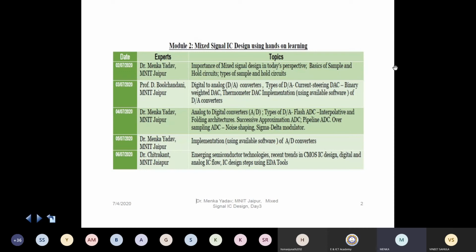domain so that it can be further processed by our machine, as I told you on the first day, because each and every machine is digital only, so they are expecting the digital signals. So there are many kinds of analog to digital converters. In today's lecture I am going to cover these topics: flash ADC, interpolative and folding type architectures, successive approximation ADC, pipeline ADC, and then just an overview of oversampling ADCs, which is especially sigma delta modulator.